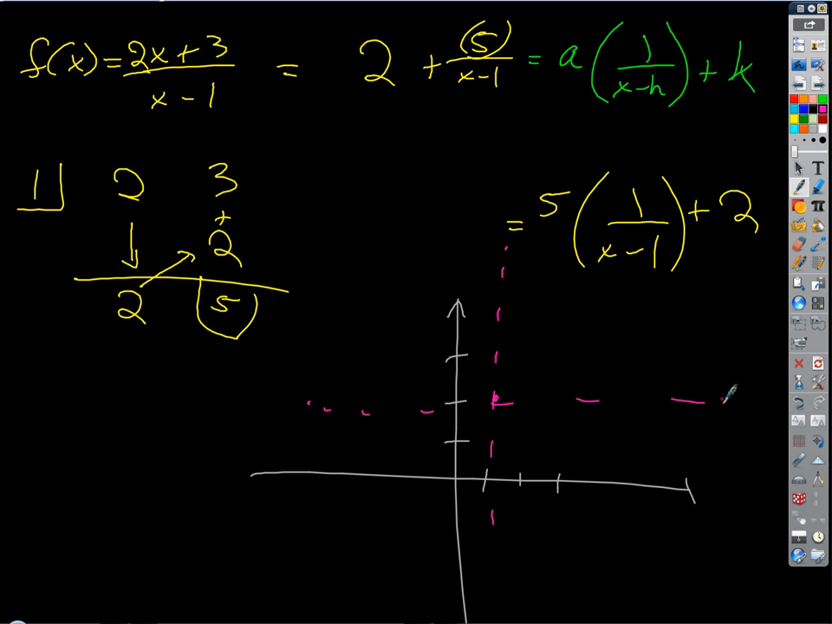And then what does a tell us? Normally I would go over 1 and up 1, but if this has been vertically stretched by 5, instead of going up 1, I'm going to go up 5. So we go over 1, and up 1, 2, 3, clear up there. And what that has the effect of doing is just pulling the curve further away from the asymptotes, right? And then I'd go back 1 and down 5. So right there.